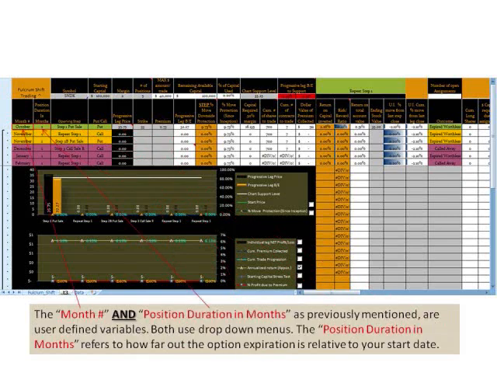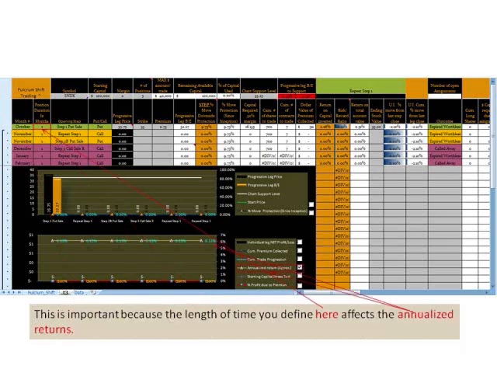The month number and position duration in months, as previously mentioned, are user-defined variables. Both use drop-down menus. The position duration in months refers to how far out the option expiration is relative to your start date. This is important because the length of time you define here affects the annualized returns.